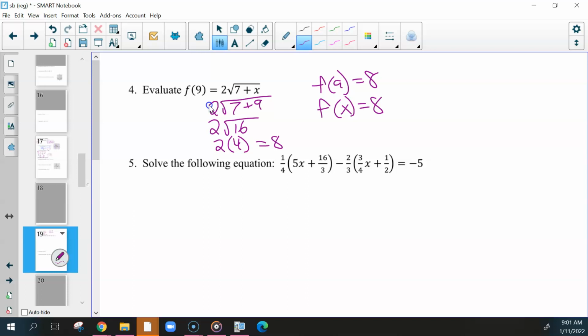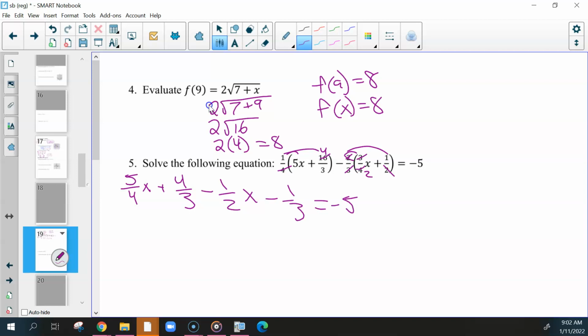Number 5, we need to distribute. We have a bunch of fractions. So if you did this in your calculator, I would have simplified it for you if you use alpha y equals. So here we have 5 over 4x plus 4 over 3 minus 1/2 x minus 1/3. Those are the simplified answers. If you multiplied it as is, you would need to simplify.